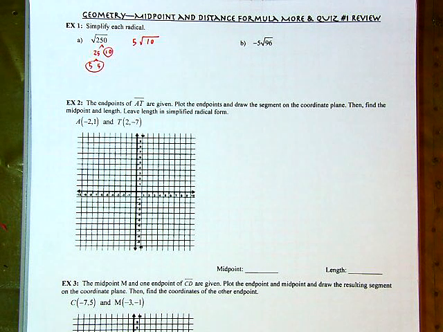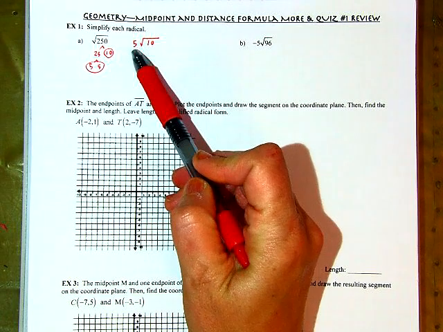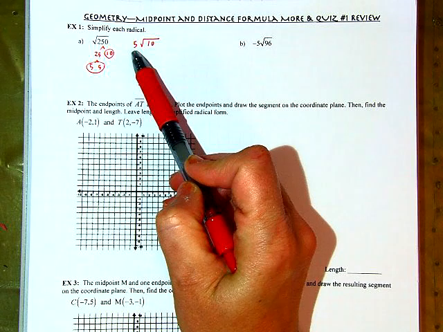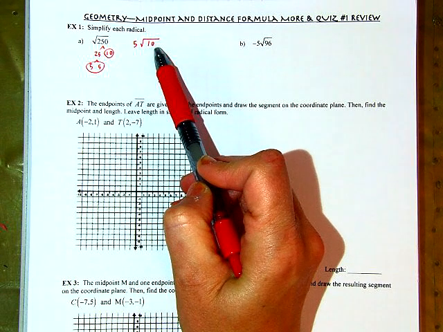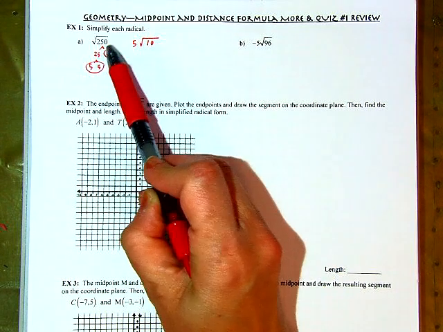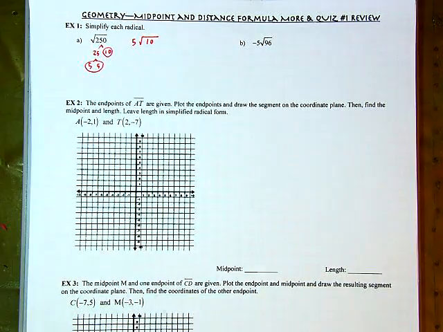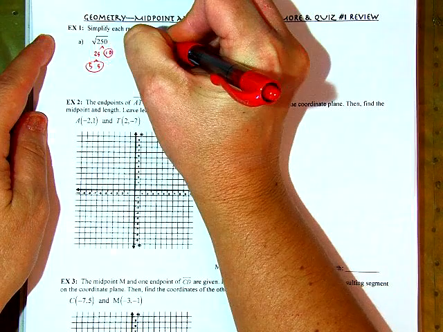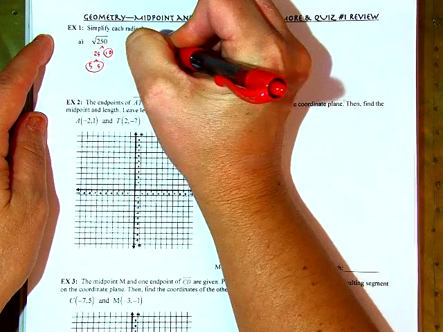One way that I can check: if I square the 5, 5 squared is 25, and then multiply that back by the 10, that would take me back to the original structure, the square root of 250. So there's always ways to double check to make sure that you're doing something correctly.